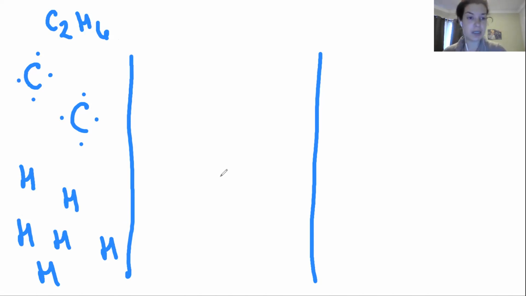Each of the hydrogens has a single valence electron. So I'm going to put 1 dot next to each hydrogen to indicate that they each have 1 valence electron. Okay. So now let me draw the Lewis or the dot structure.